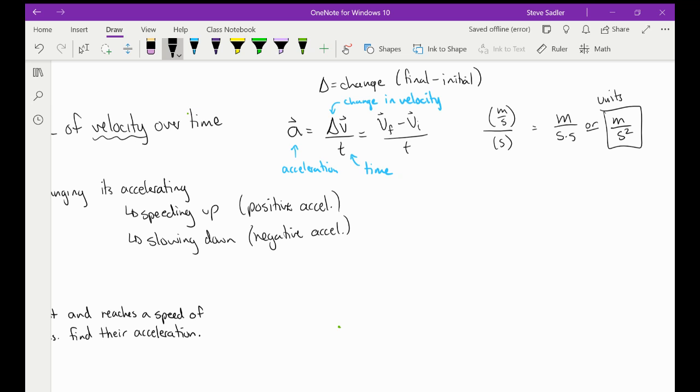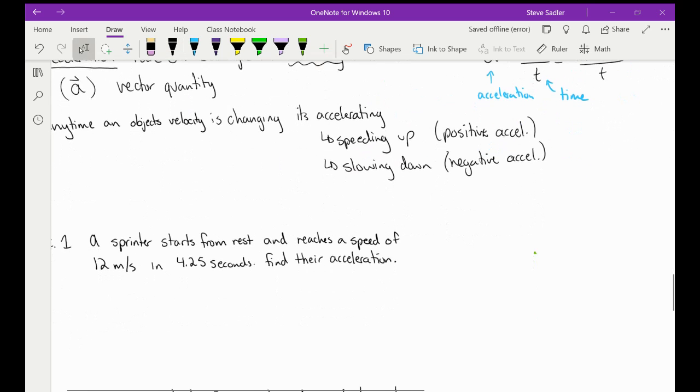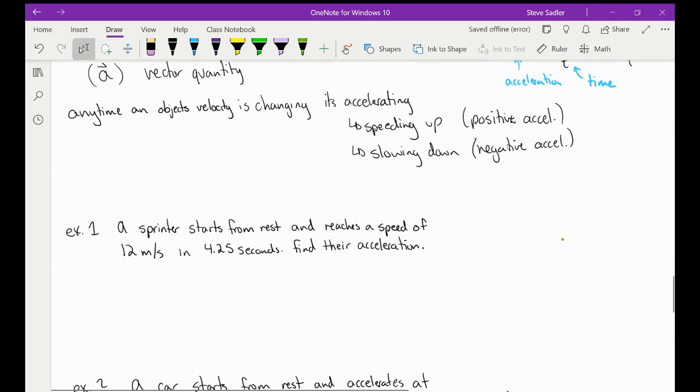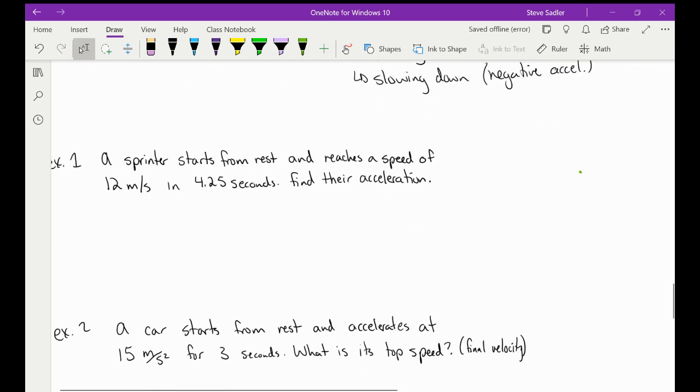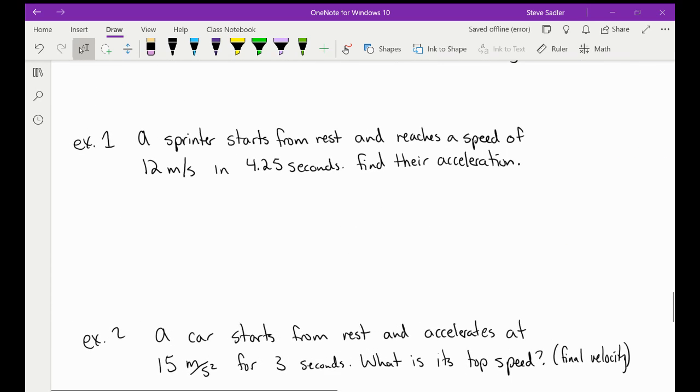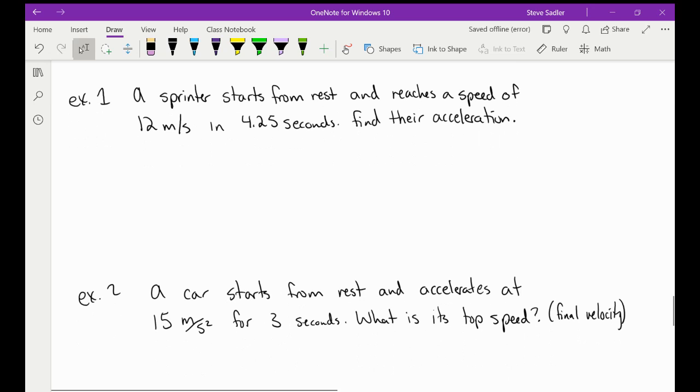All right, let's dive into some problems. Example 1. A sprinter starts from rest and reaches a speed of 12 meters per second in 4.25 seconds. Find their acceleration. For this one, I'm not going to draw a picture. I don't think it's necessary. Sometimes it will be. It's up to you. I think it always helps, but in this case, we don't really need it.